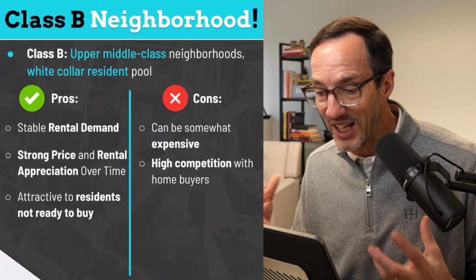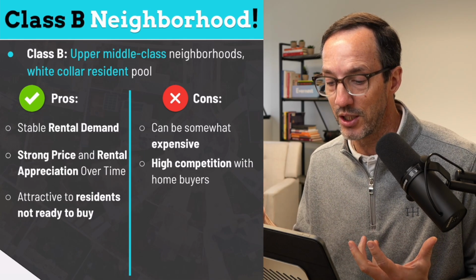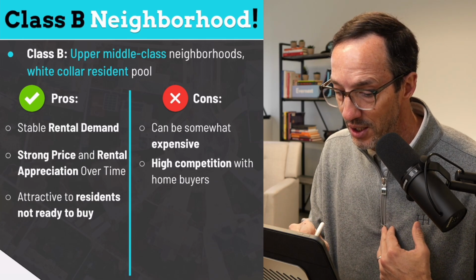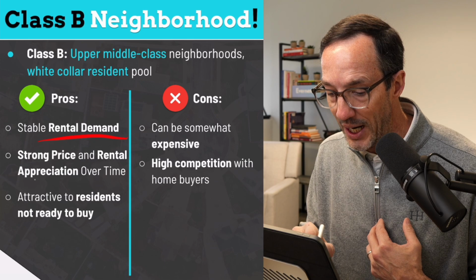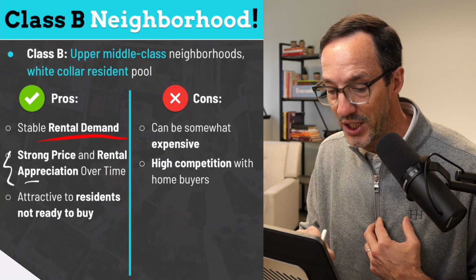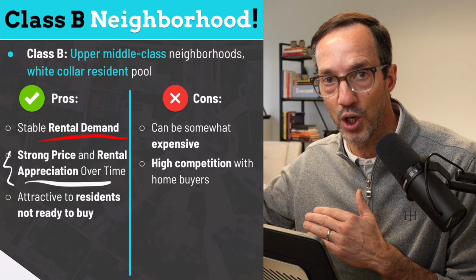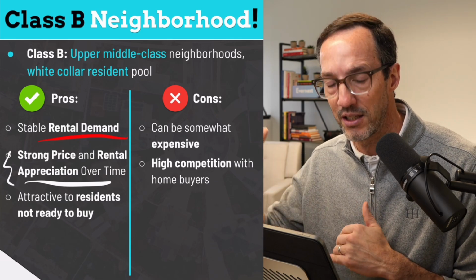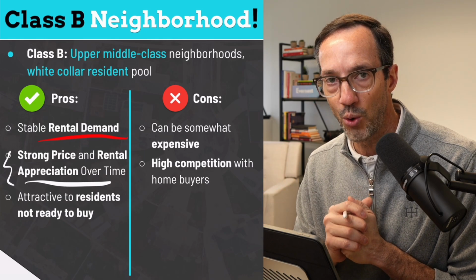All right, what about Class B neighborhoods? Now, Class B, I would consider this to be upper middle class neighborhoods, white collar resident pool. The pros are stable rental demand, strong price and rental appreciation over time. These properties tend to continue to grow from an appreciation standpoint, both rental and the property appreciation, and then attractive to residents who aren't ready to buy.